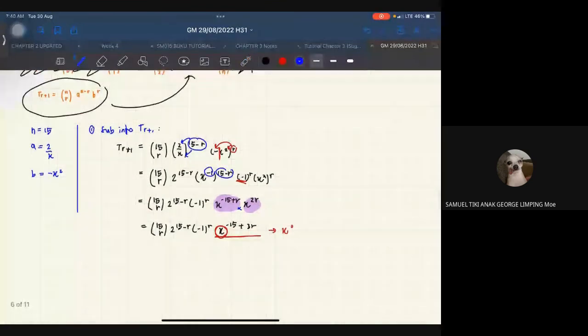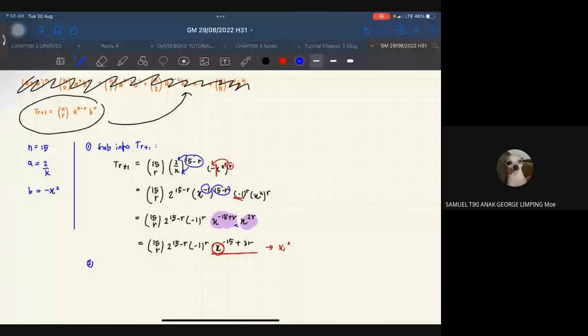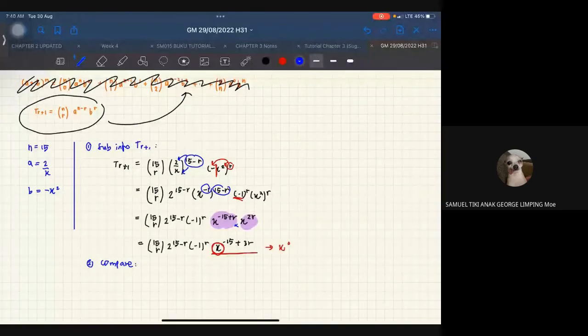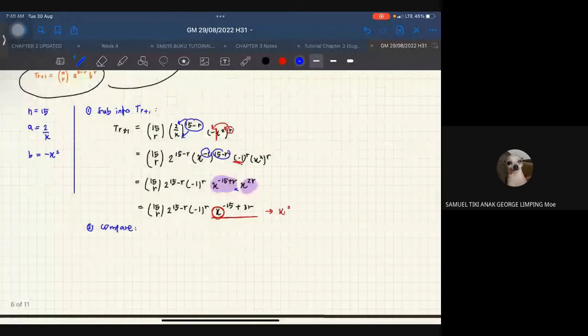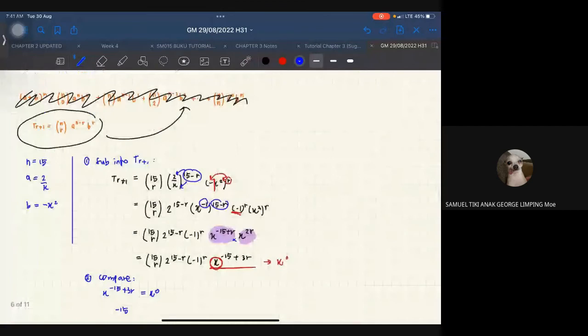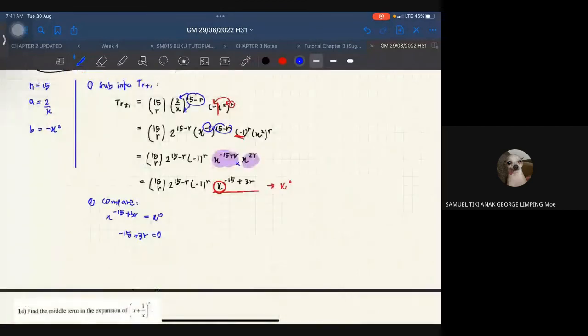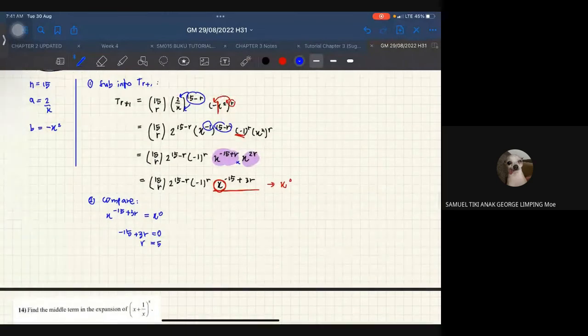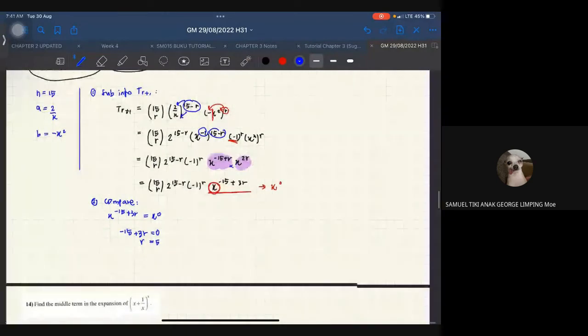Okay, so now we need to compare. Second, you need to compare. Okay, so when comparing, awak boleh je terus ambil dia punya power. Ambil terus power pun tak apa, tak ada masalah. Ataupun awak nak salin dulu. So awak salin x minus 15 plus 3r equal to x 0. So take the power negative 15 plus 3r is equal to 0. So you will get r equal to 5. Okay, settle.